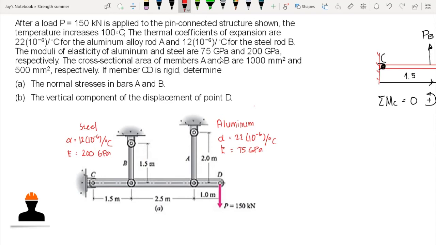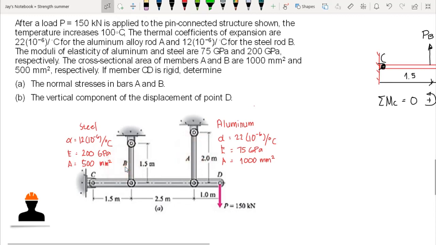The cross-sectional area of members A and B are 1,000 square millimeter and 500 square millimeter, respectively. So we have aluminum, the area is 1,000 square millimeter, and for the steel, that is 500 square millimeter. Now, if member C and D is rigid, determine the normal stress in bars A and B. So we are asked to compute for the normal stress for A and B.